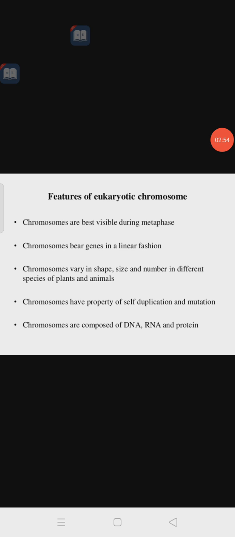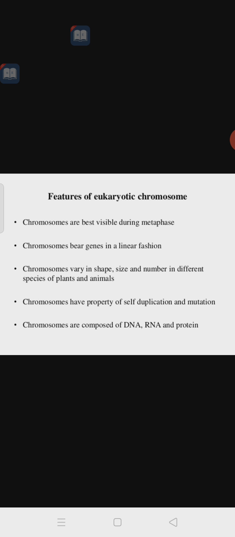Prokaryotic chromosome appears directly in the cytoplasm because the cell doesn't possess a nuclear membrane. So the eukaryotic chromosome is present within the nucleus. Okay, so what is the characteristic feature that you have to study here? Chromosomes are best visible during metaphase. Okay, prophase, metaphase, anaphase, telophase. Like these phases you can see in the cell division of mitosis.